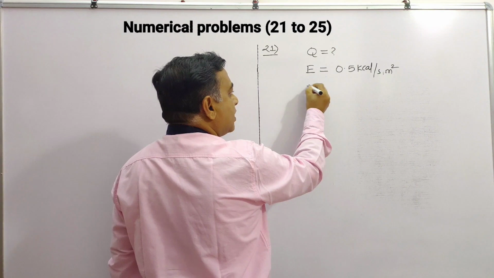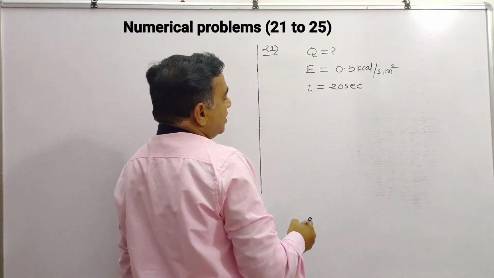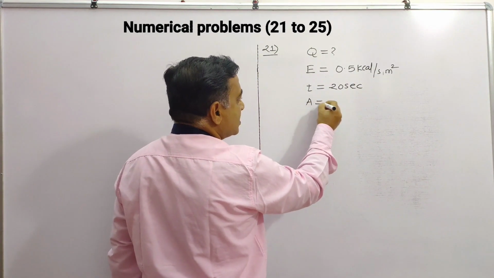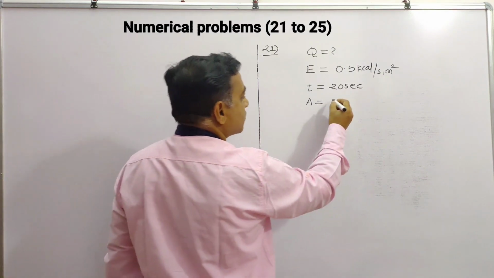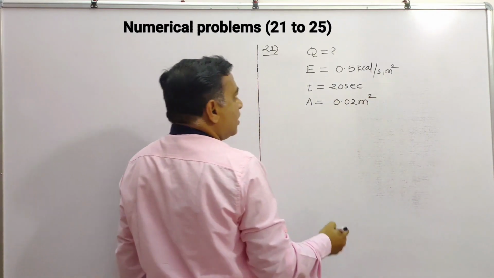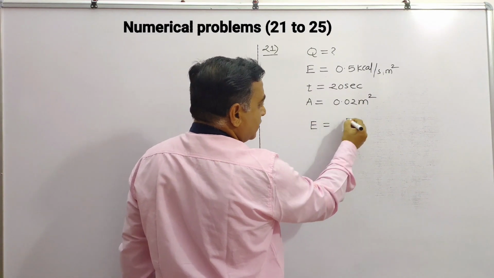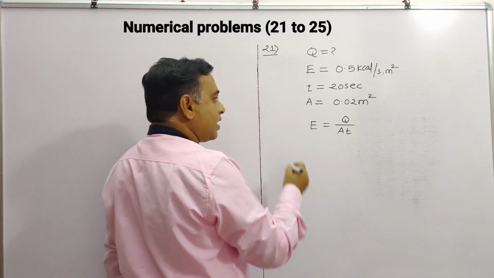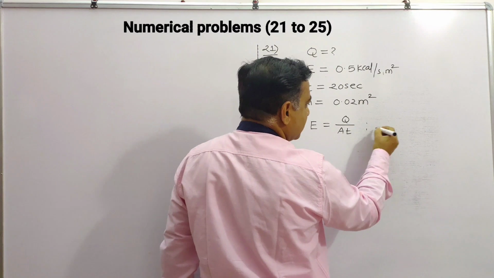Now what about the time? Time is given, that is 20 seconds. What about the remaining term which is also given? Here the area is also given. How much is the area? The area is 0.02 meter square. So we know very well that E is equal to Q upon A t. This is the basic formula we know very well. Using this, we are going to calculate the Q.